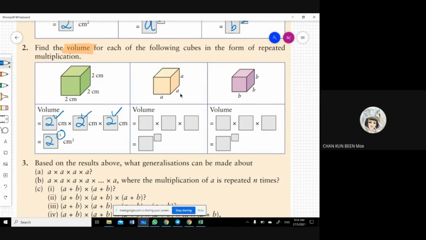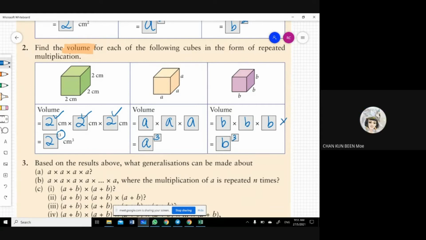Okay? So now what about this volume that is labeled with A? What should I fill in? A times A times A. Yes. So the answer will be A to the power of 3. A cube. Yes, correct. And the last one, if it is represented using B, so the volume is B times B times B. So it will be B cube.